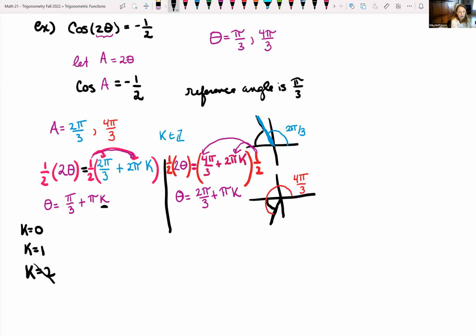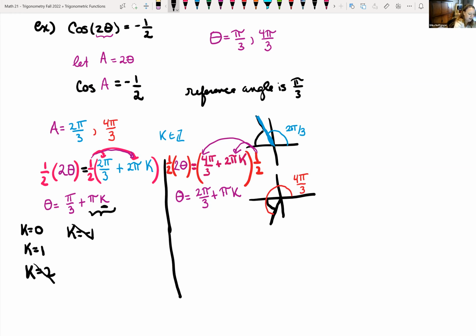You should maybe check when k is -1, so getting negative integers. But I notice if I plug in -1 here for k, that's negative pi, or -3 pi over 3. And -3 pi over 3 plus pi thirds is -2 pi over 3, which doesn't fall between 0 and 2 pi. So that one also doesn't work.